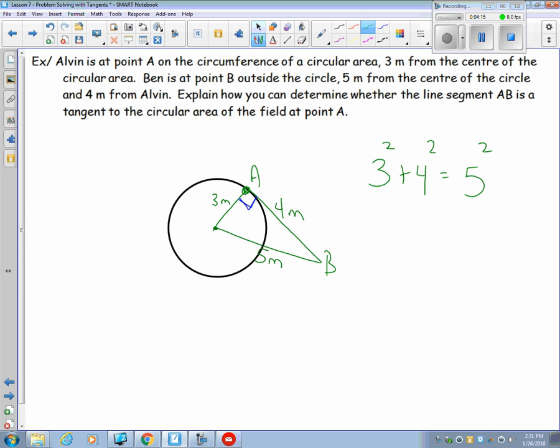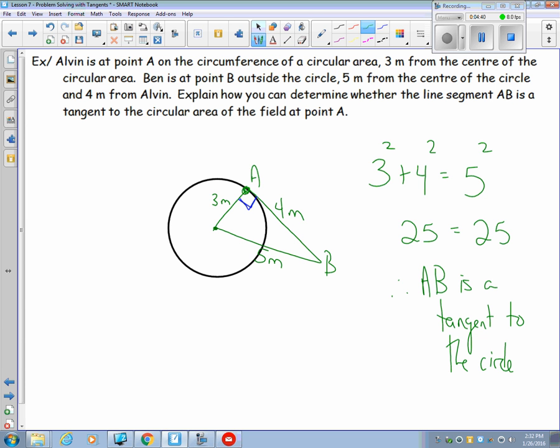If I try this in my calculator on the left-hand side here, it comes up to 25. 5 squared is also 25. Well, I've now shown that 25 is the same as 25, which means that this must be a tangent. So we'd answer that with AB is a tangent to the circle. That takes us to the end of tangents and the end of geometry.